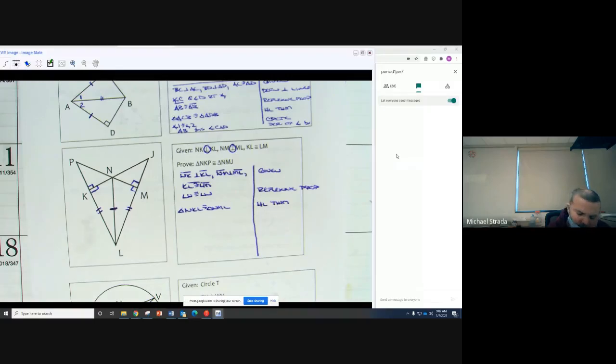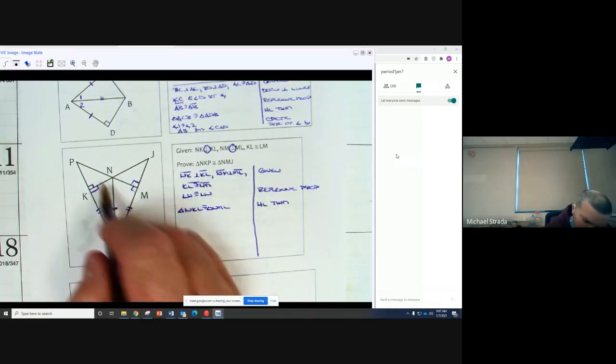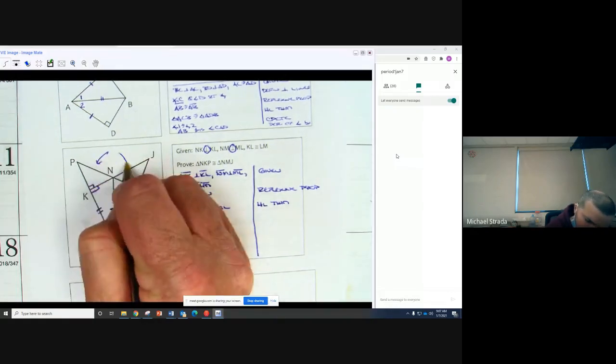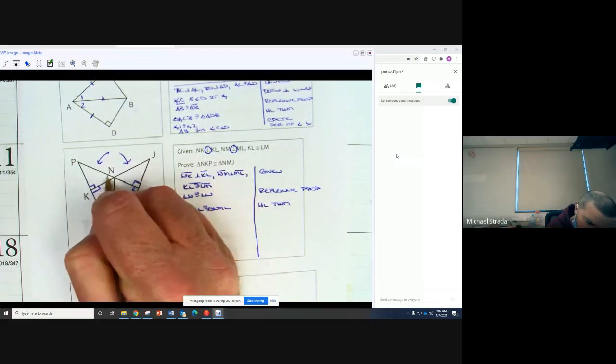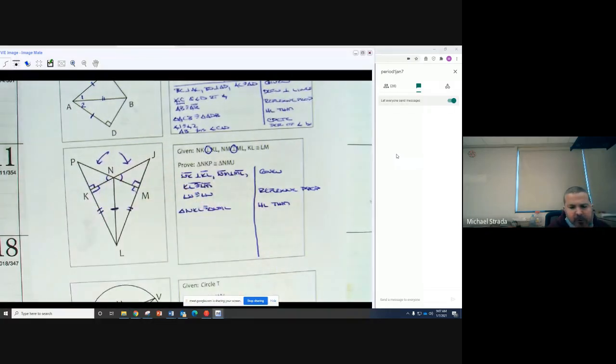Okay. So now I got to go to work. In those triangles, I'm trying to prove these are congruent. All right. So these are intersecting lines, so those are going to be vertical angles, which means I just need a side. I have two angles, I just need a side. Okay?